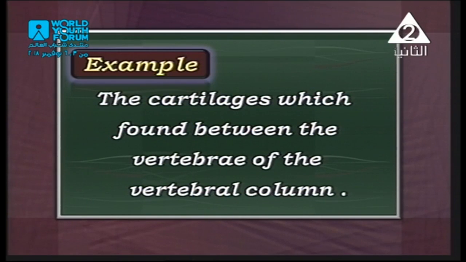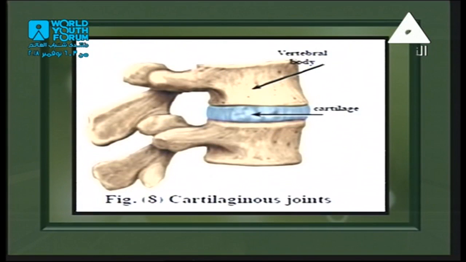We have also a picture for you. This is the second type of joints, which is called the cartilaginous joint. They allow very limited movement. So the first type, fibrous, does not allow any movement, like joints between bones of the skull, serrated bones. Number two, cartilaginous joint, allows slight or limited movement, like the cartilage found between the vertebrae of the vertebral column, as shown in the figure.